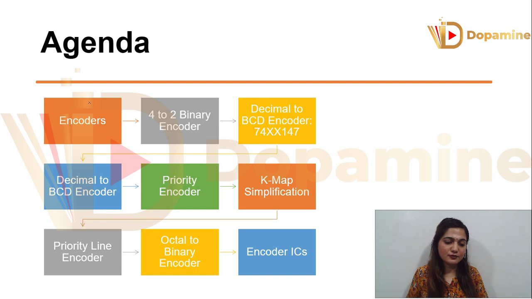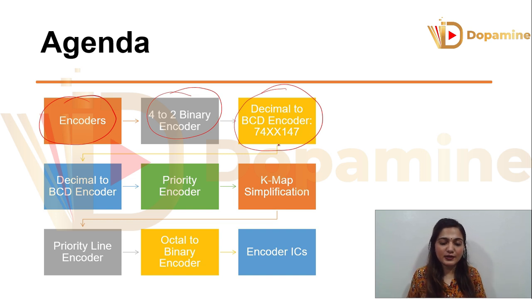First of all, we are going to understand what encoders are. We are going to understand their general structure. Then we are going to understand the 4 to 2 binary encoder in detail. Then the decimal to BCD encoder, which is a specific type, the 74XX147 encoder. We will understand its truth table in detail and its working with the help of the truth table.